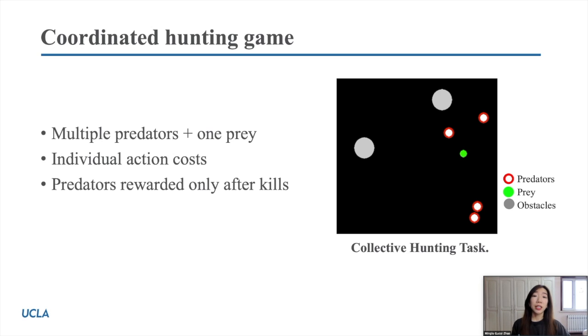To test these questions, we use a coordinated hunting task as illustrated here. In the environment, we have multiple predators chasing one prey, and the predators have individual action costs. They are rewarded only after kills, which happen in 20% of all biting instances.